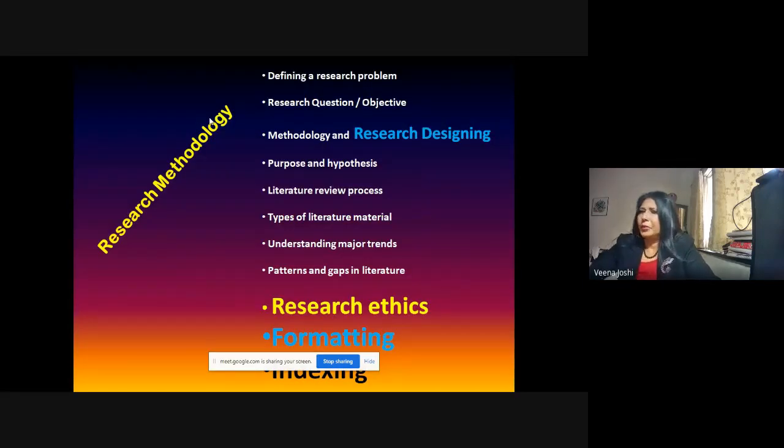Research methodology. These are all the things about research methodology that I have listed. And out of these, I'll be speaking today about research designing, research ethics, formatting, and indexing. So I'll begin this way.